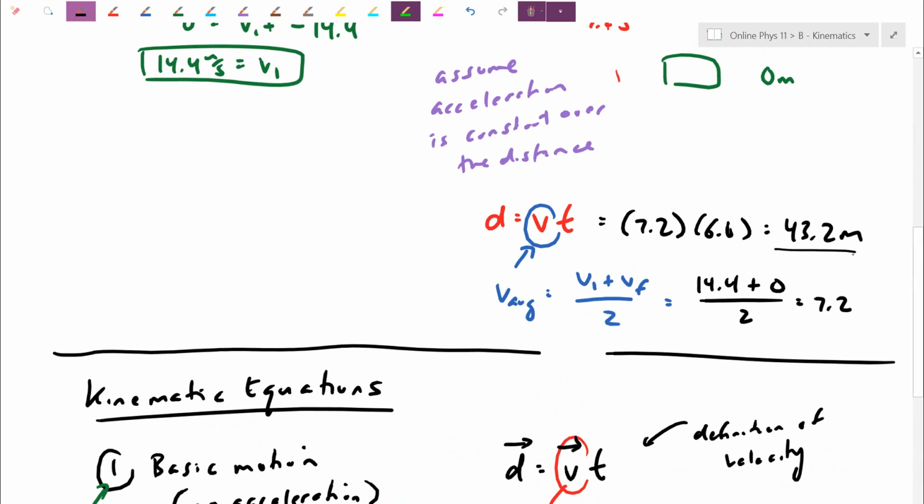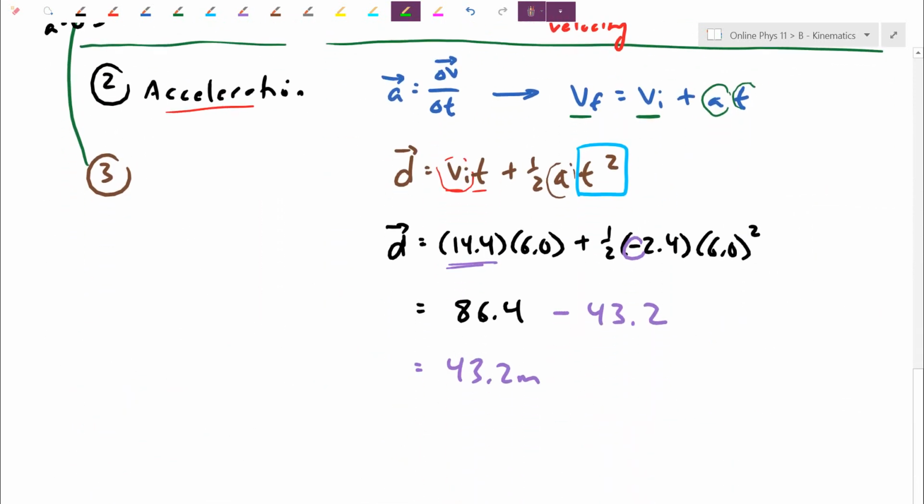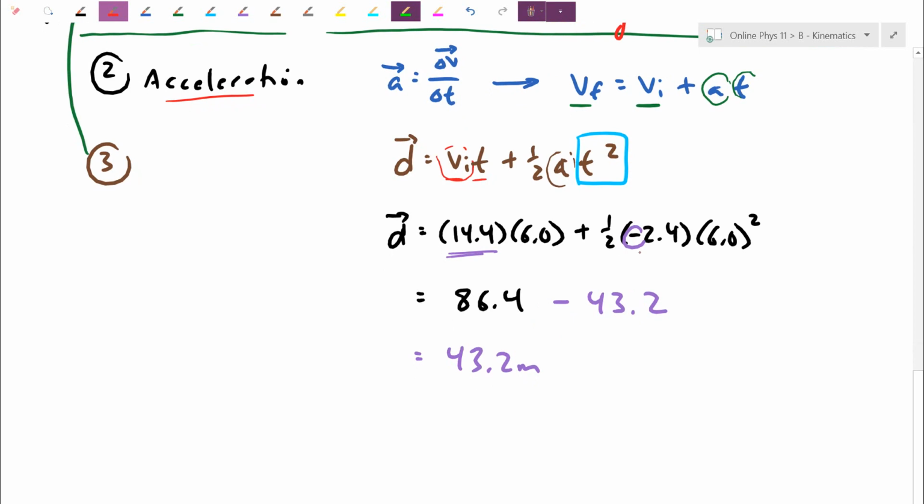From this point forwards here, we don't really need to use this average velocity formula anymore, because I actually have it in this formula. It's actually framed out. If you know the acceleration, just plug in that number there, and this will give you the total displacement.